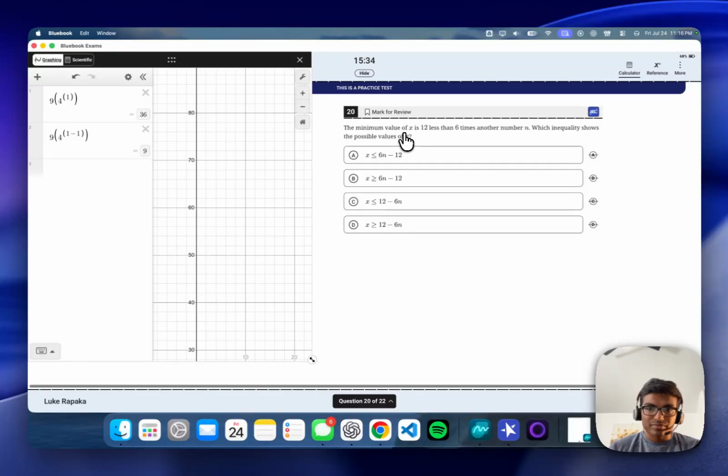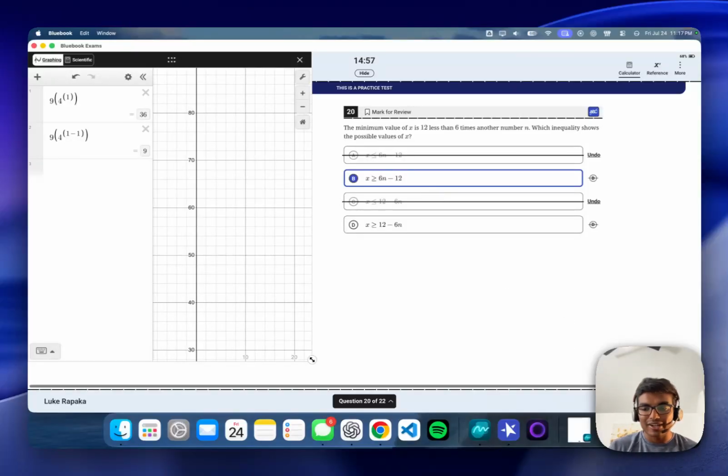The minimum value of x is 12 less than 6 times another number. The minimum value, so x has to be at least that minimum value or greater. So we know that it has to be a greater than sign. So let's get rid of this. Let's get rid of this. So greater than or equal to, right, is 12 less than 6 times. So 6 times n, 6 times another number, 12 less than that. So 6n minus 12. That's their answer.